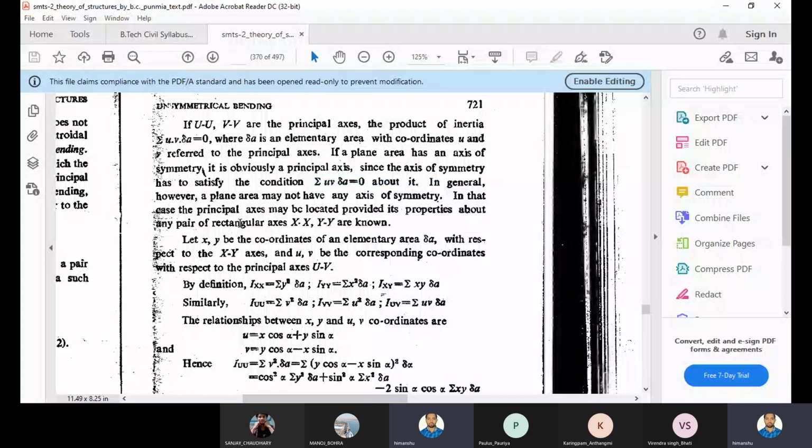So in general, however, a plane area may not have any axis of symmetry. In that case, the principal axis may be located provided its properties about any pair of rectangular axes x and y are known.